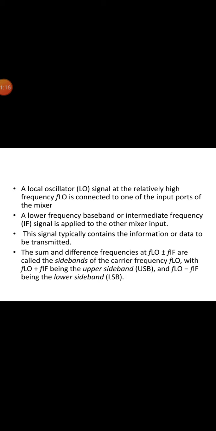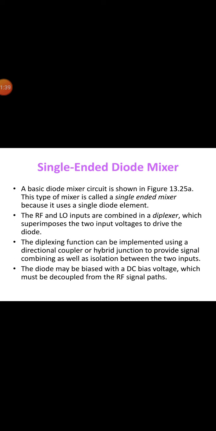The sum and difference frequencies at FLO and FIF are called the sidebands of the carrier frequency FLO, with FLO plus FIF being the upper sideband and FLO minus FIF being the lower sideband. And the mixer symbol implies that the output is proportional to the product of the two input signals.